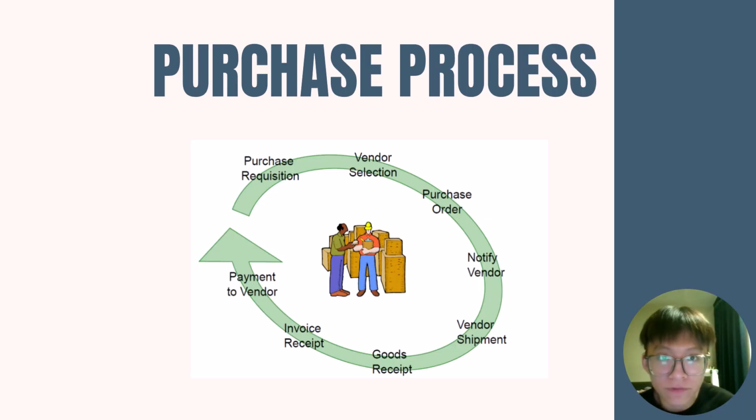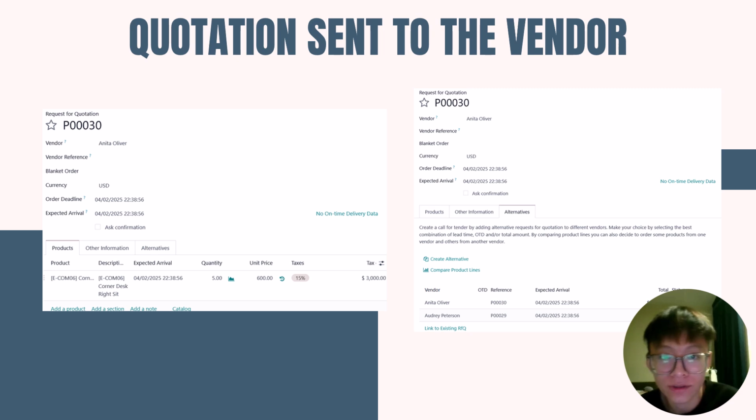So, hello sir, I'm Fang Tianyu, and now I'm going to present the purchase process for our Odoo assignment. So, for the purchase process, it starts with a purchase requisition to identify what's needed, ensuring smooth material flow and avoiding overstock or shortage. Then a request for quotation is sent to multiple vendors.